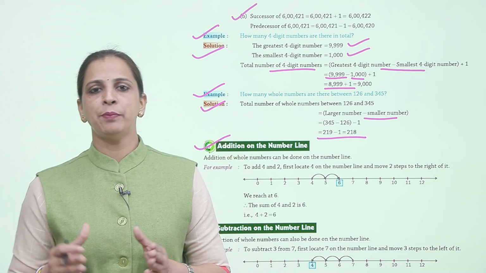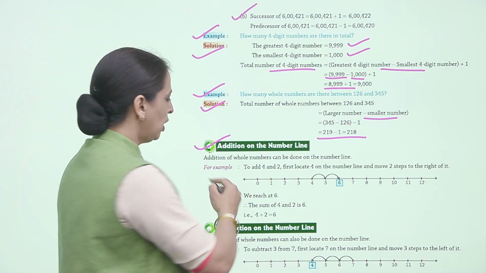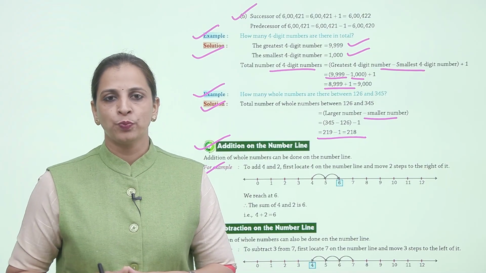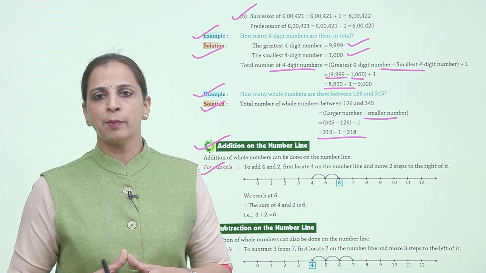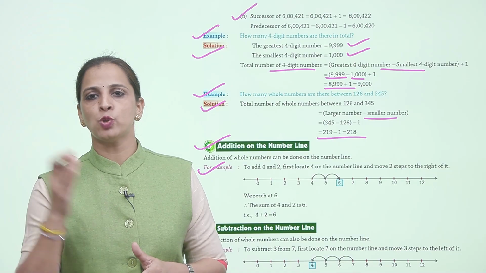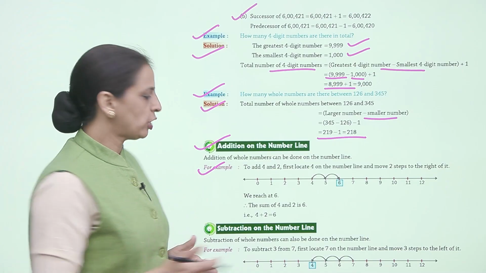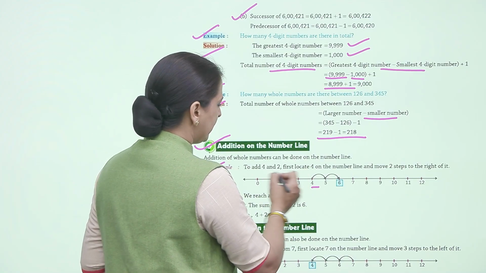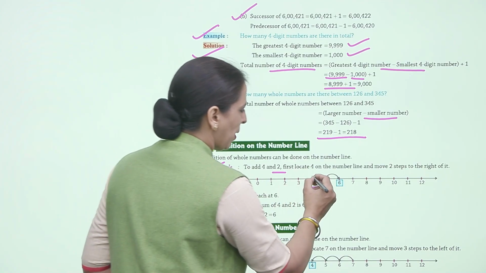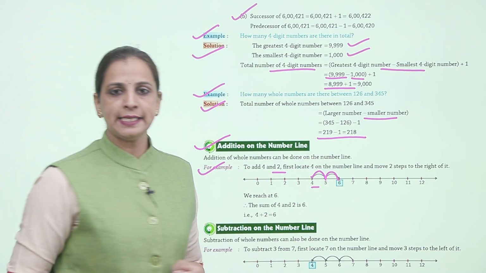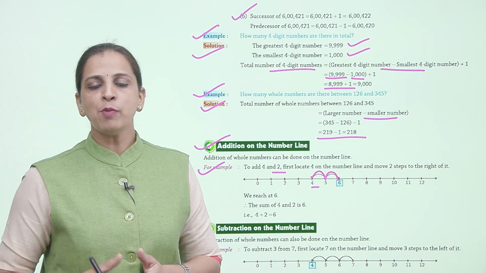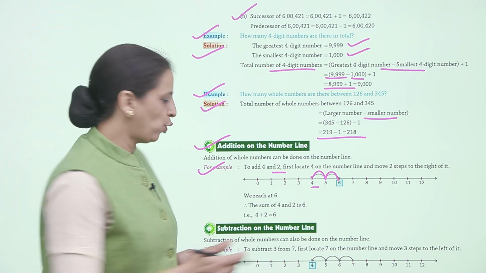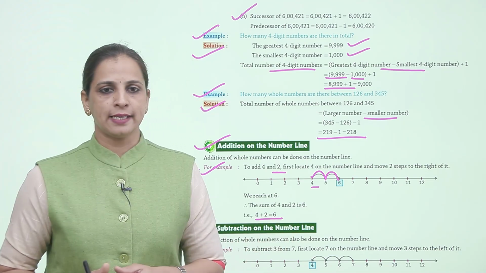Addition of whole numbers can be done on the number line. For example, to add 4 and 2, first locate 4 on the number line and move 2 steps to the right of it. तो 0 से लेके 0, 1, 2, 3, 4 तक गए. Then add 2. 4 के बाद 1, 2. We reached at 6. The sum of 4 and 2 is 6. That is 4 plus 2 is equals to 6.